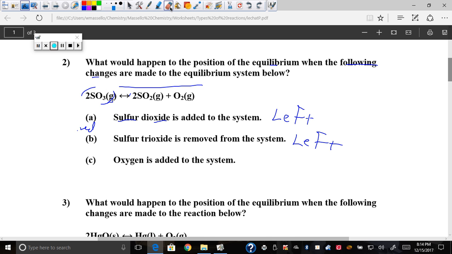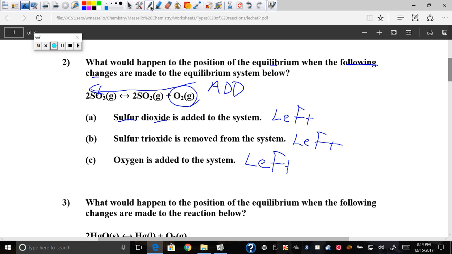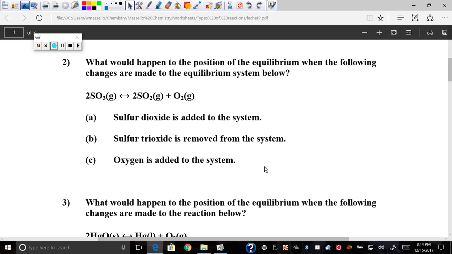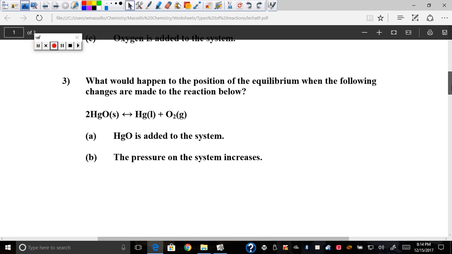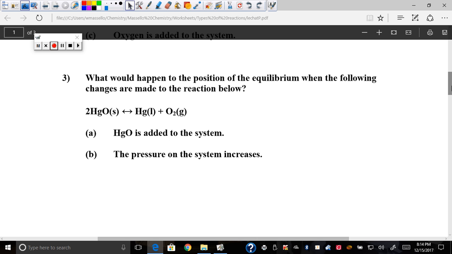If we add oxygen to the system, then if we add it over here, everything shifts left. So it shifts the equilibrium left. All those would shift it left. All right? And then let's get to one that has pressure in it too. Let's get to one that has pressure. Aha! Here we go. Number 3.